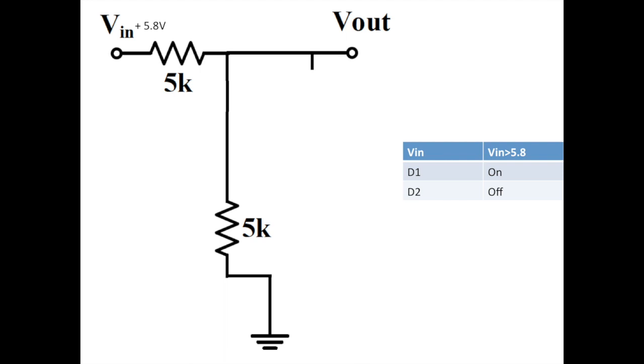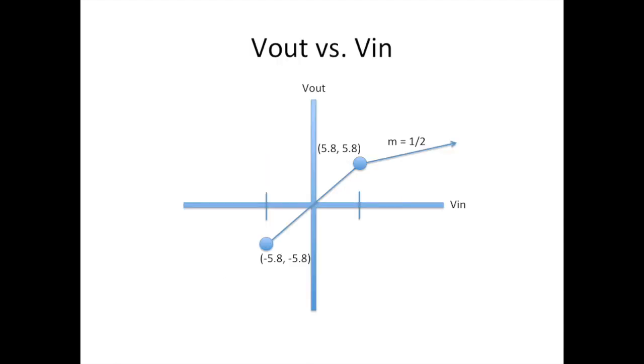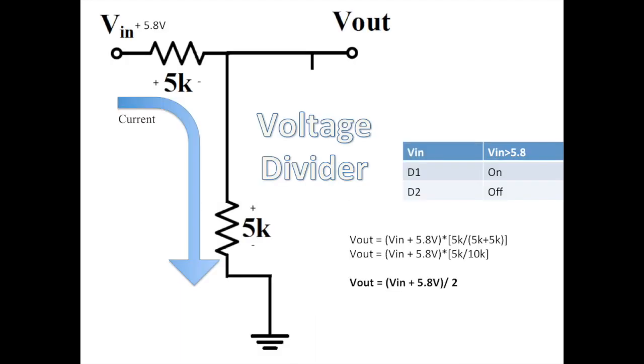Finally, we can recognize that this is simply a voltage divider with two resistors, and since both resistors are equal, V out is simply the input, V in plus 5.8 volts, divided by 2, or cut in half. So V out equals quantity V in plus 5.8 volts divided by 2. And we can plot this on our graph as well. Note that the graph is continuous and the slope is 1/2.